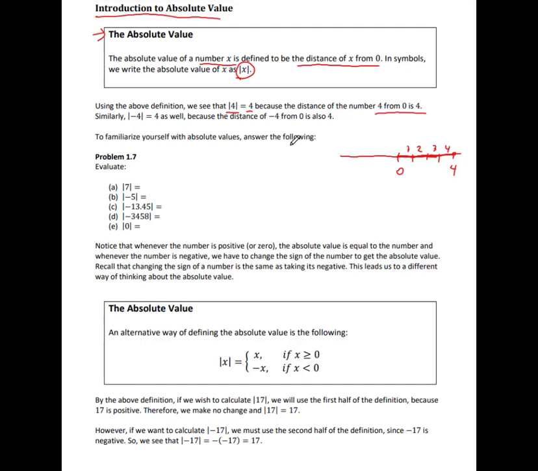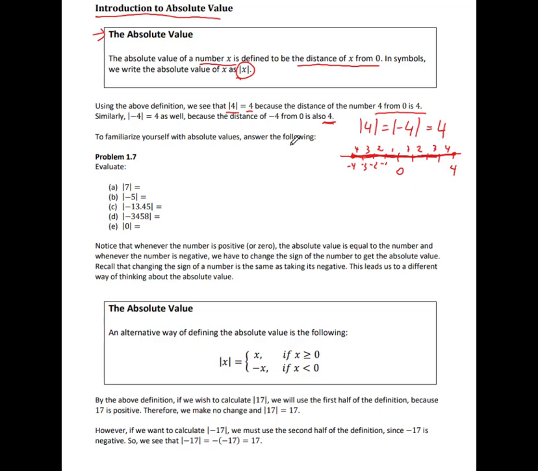Okay? Now similarly, the absolute value of -4 is equal to 4 because the distance of -4 from 0 is also 4. Now let's take a look. -1, -2, -3, -4. How far is -4 from 0? It's 1, 2, 3, 4 units away from 0, right? It's 4 units away. So the absolute value of 4 and the absolute value of -4 both equal 4.